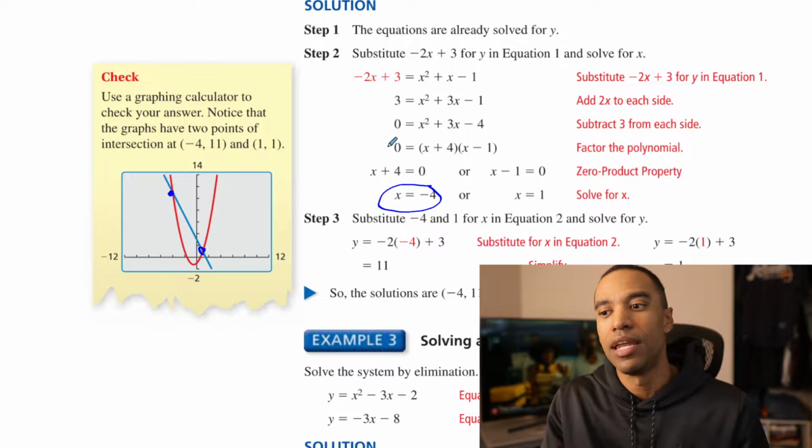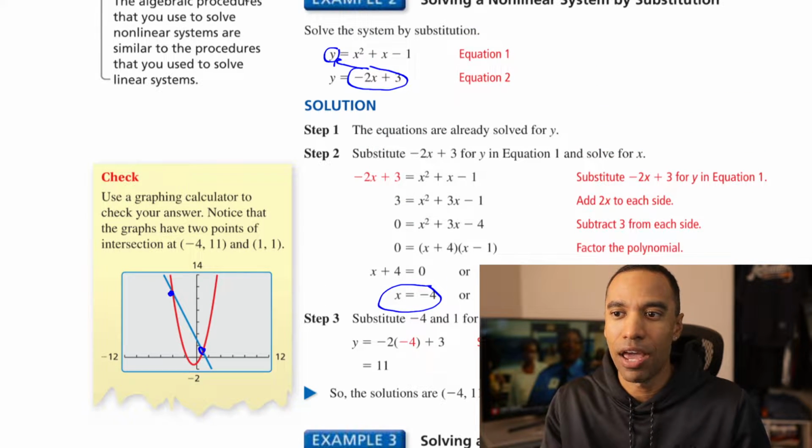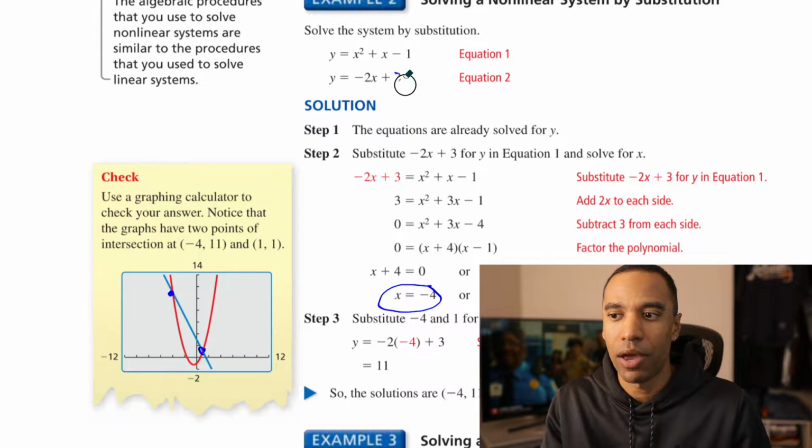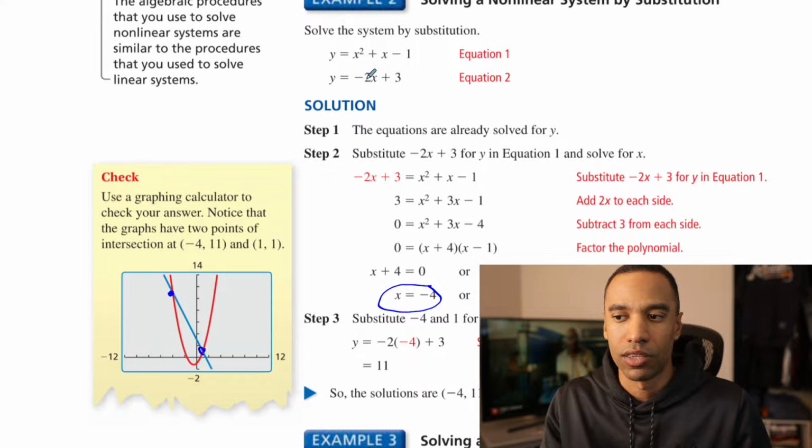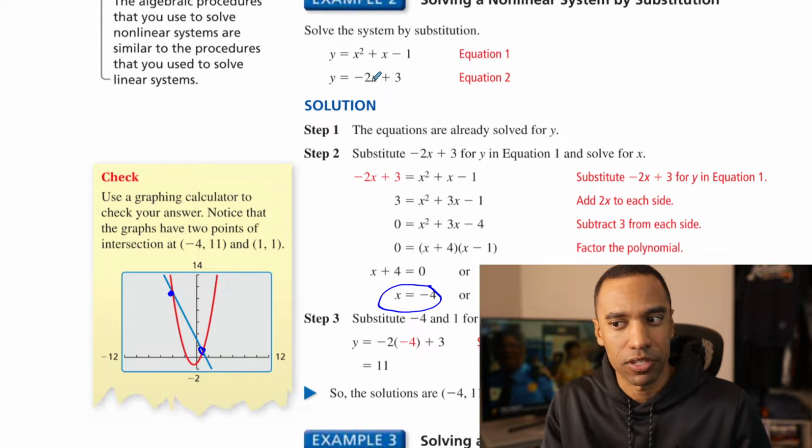I plug in negative 4. Now, which one should you plug it into? I would use this bottom one, and they're going to do it too. There's no quadratic. There aren't two different places to plug in for x.